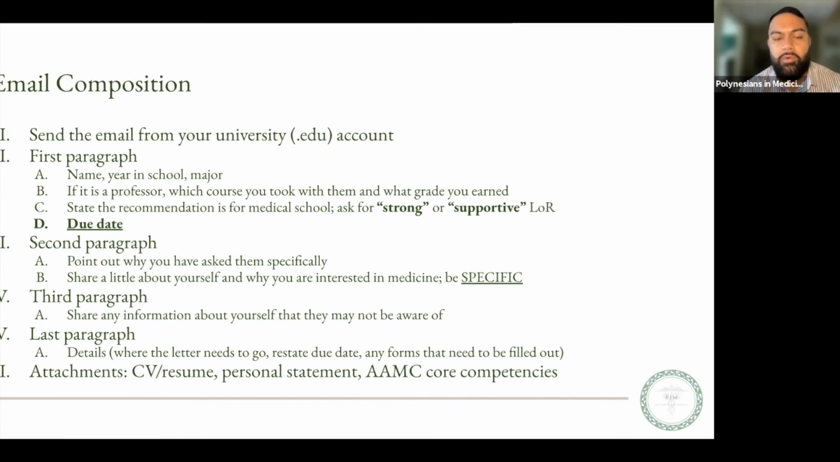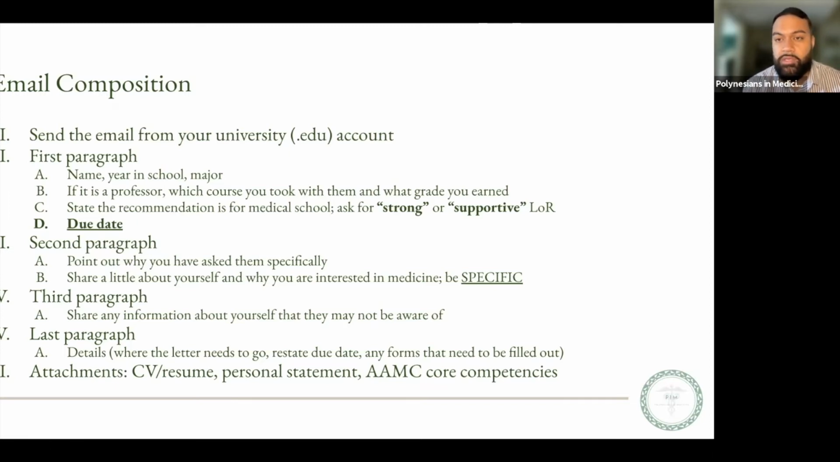But even before delving into the specifics of these recommendations, first ask if they would be open to even writing you one. And then if they say yes, maybe include some of these points. Just some things to keep in mind: if possible, use your university email, your .edu. Try not to use your personal email account, just because it makes it seem a little bit more professional. And some things to include in your first paragraph: just your name, introducing yourself.